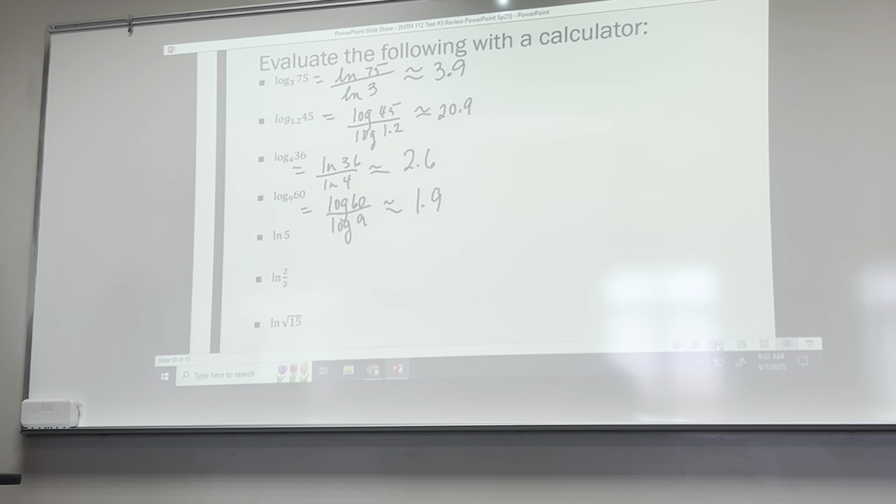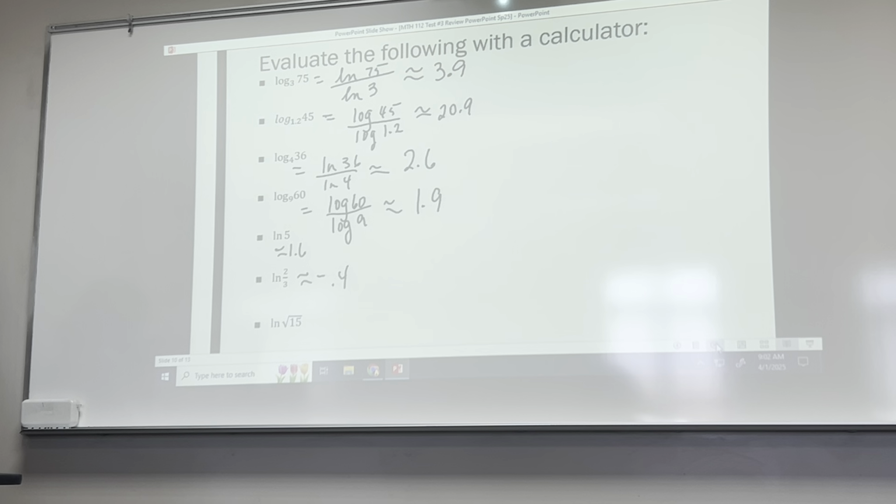Now the last ones, I don't have to use the change of base formula to do them. Because don't you have a natural log key? So just do ln 5. ln 5, close parentheses, equals about 1.6. You would agree? Natural log 2/3. So natural log 2 divided by 3, close parentheses, equals negative 0.4, 1 decimal. You would agree?